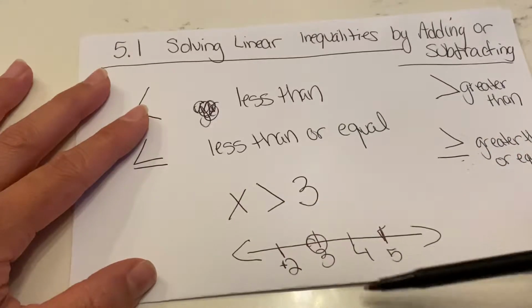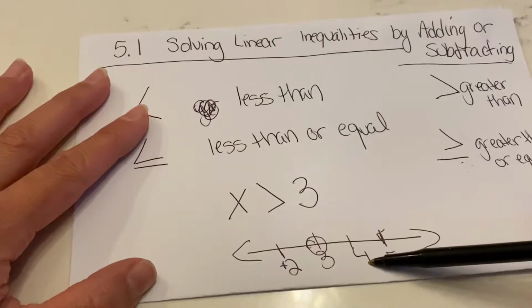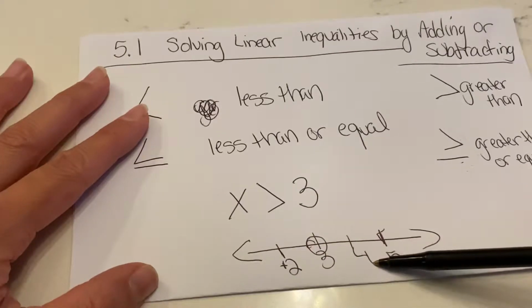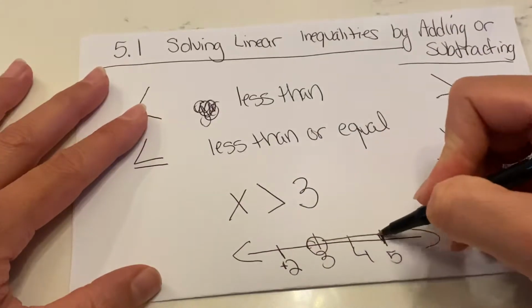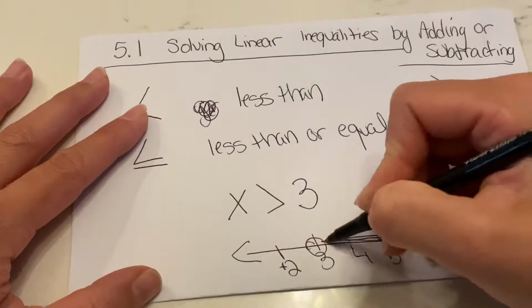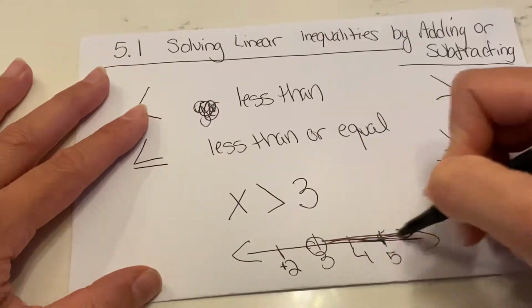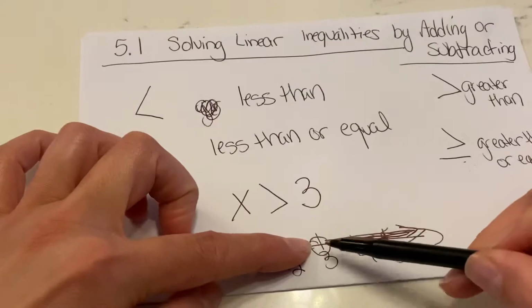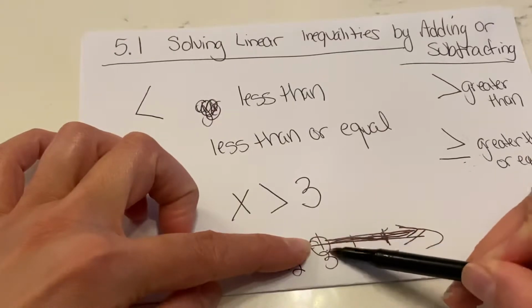Where are my numbers that are greater than 3? To the left or to the right? You should be able to identify that 4 is greater than 3. So this tells me that I am going in the direction of increasing, which is I'm shading to the right of my circle, which open circle represents the 3 is not included in your solution set.